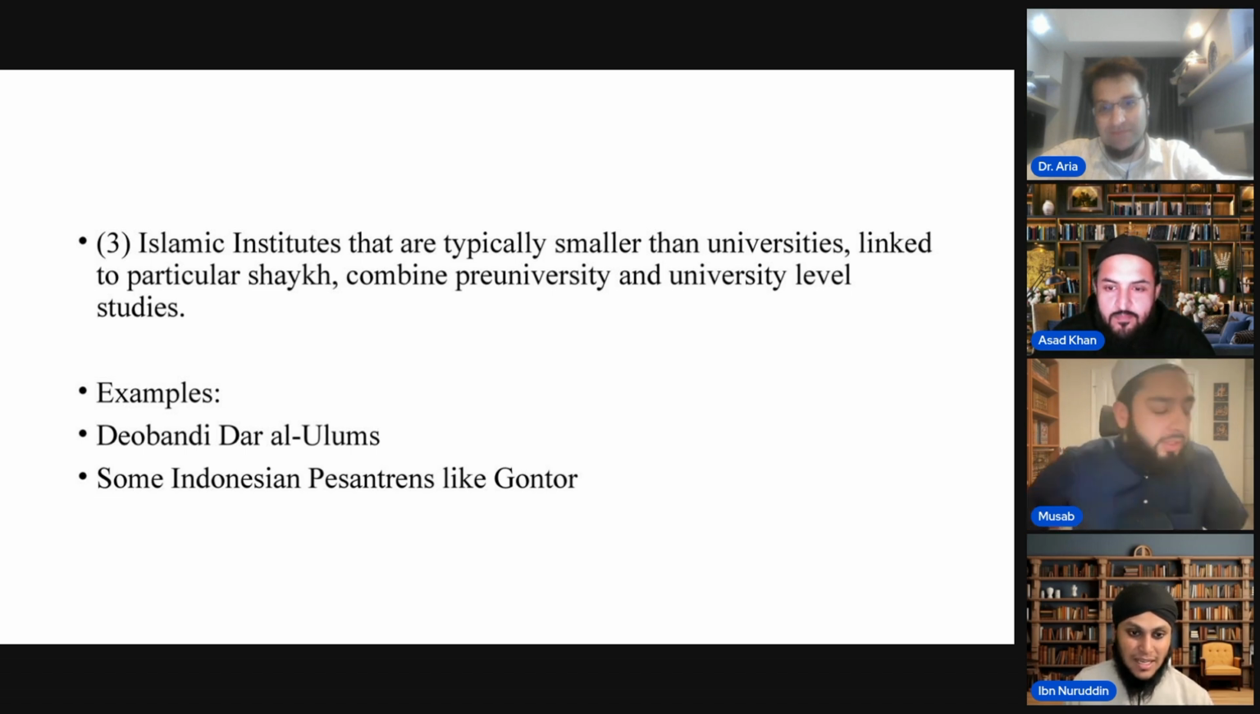In Deoband they do have a department for teaching English now, but it's under the banner of Da'wah. So it's under the Department of Da'wah, and it's not mandatory for everybody. I've been there, but it's for, let's say, somebody who wants to do Da'wah, so you're learning English for that purpose. It's not for everybody, and it's more recent. And they have certain other languages too.